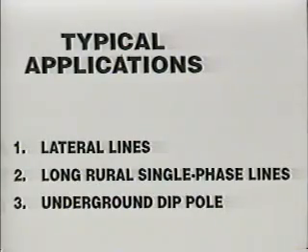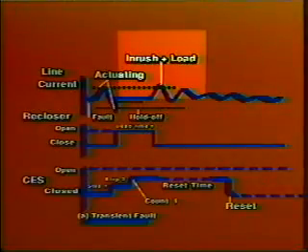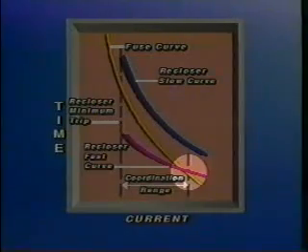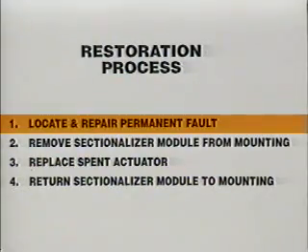The final typical application is on an underground dip pole with a 1-count electronic sectionalizer replacing the fused cutout. Because the sectionalizer is immune to inrush and has no fuse curve, it eliminates fuse misoperations when picking up heavily loaded lines and helps the protection engineer with coordination. Since underground faults are almost always permanent, the 1-count sectionalizer operates and reduces the repeated exposures of reclosing on the underground cable and transformers. The restoration process begins with locating and repairing the fault.